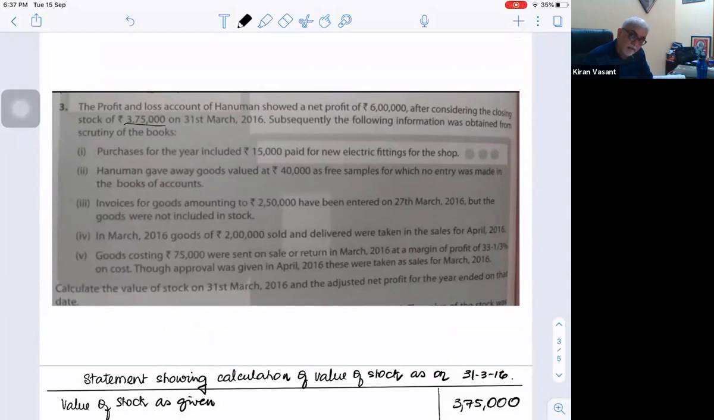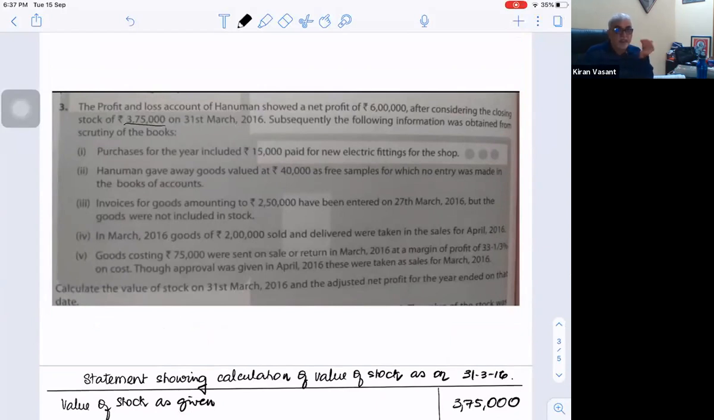Now, purchases for the year included 15,000 paid for new electrical fittings. So it doesn't come in your stock anyway. We have not taken it. We did a physical stock, we got 3,75,000. So this will not come in my stock.